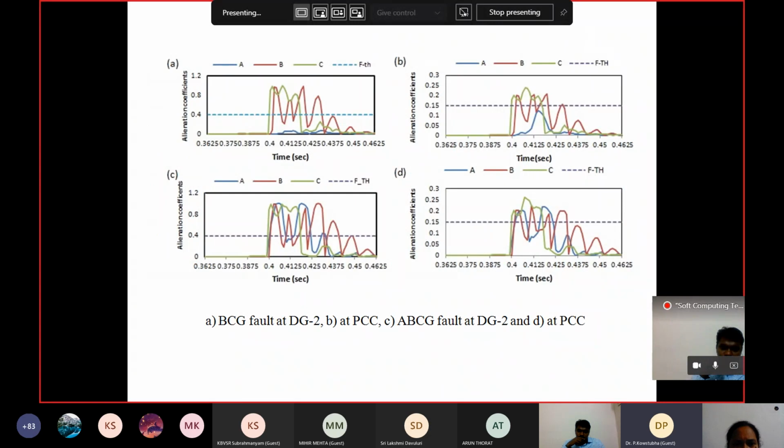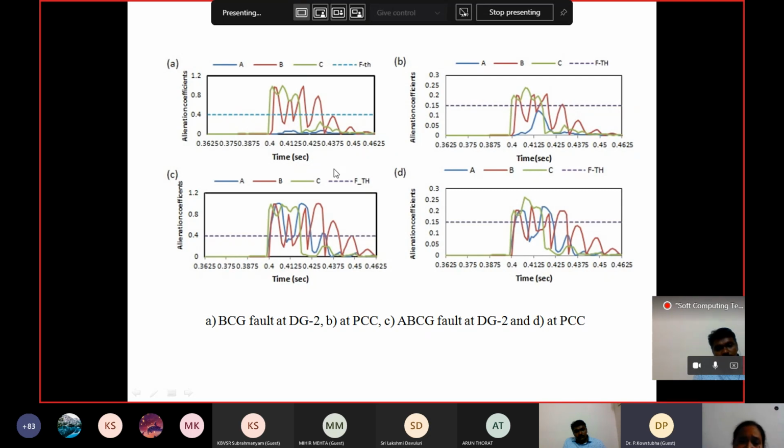This is at DG2. I am giving here BC. These BC faults are above the threshold value, and the A phase is below the threshold value, and that means the A phase is a healthy phase, and the fault occurred in two phases, B and C. Like that, the corresponding waveform at PCC. Here also A, B, C, G fault, and three phases are above the threshold value, and the corresponding waveform at PCC.